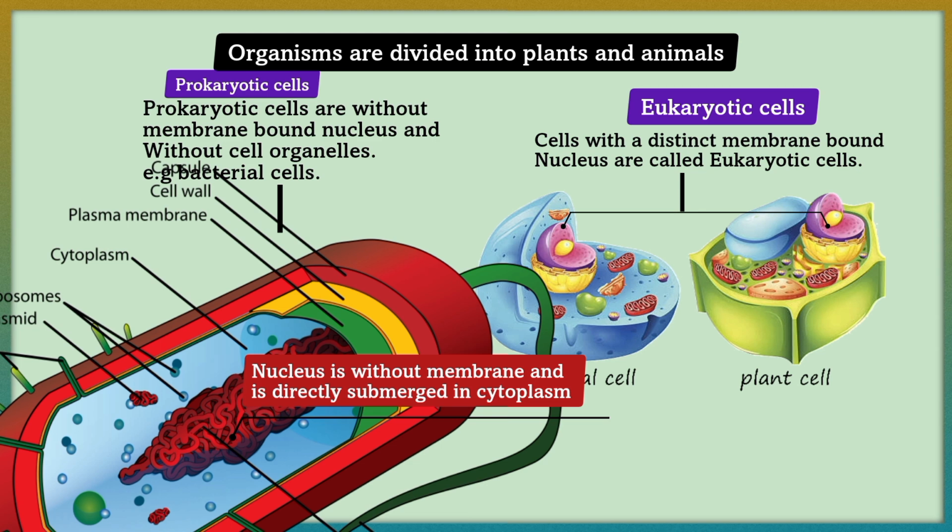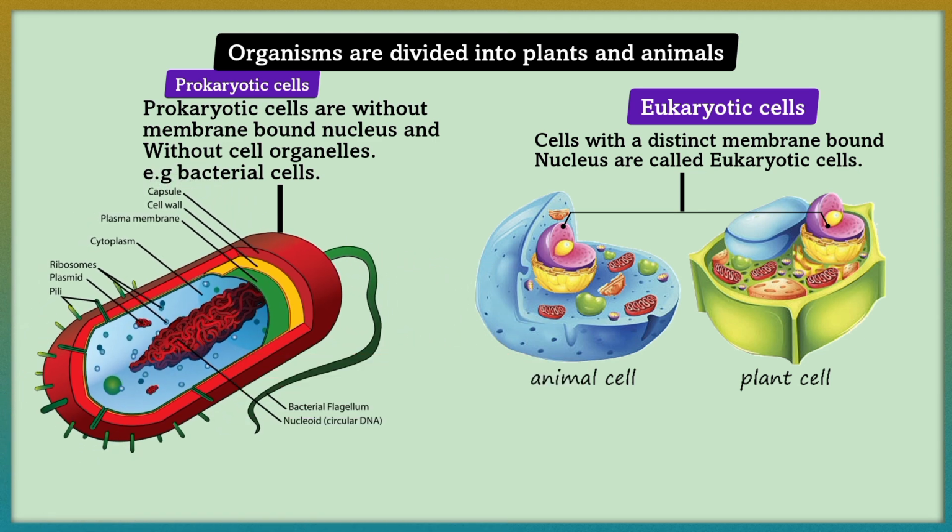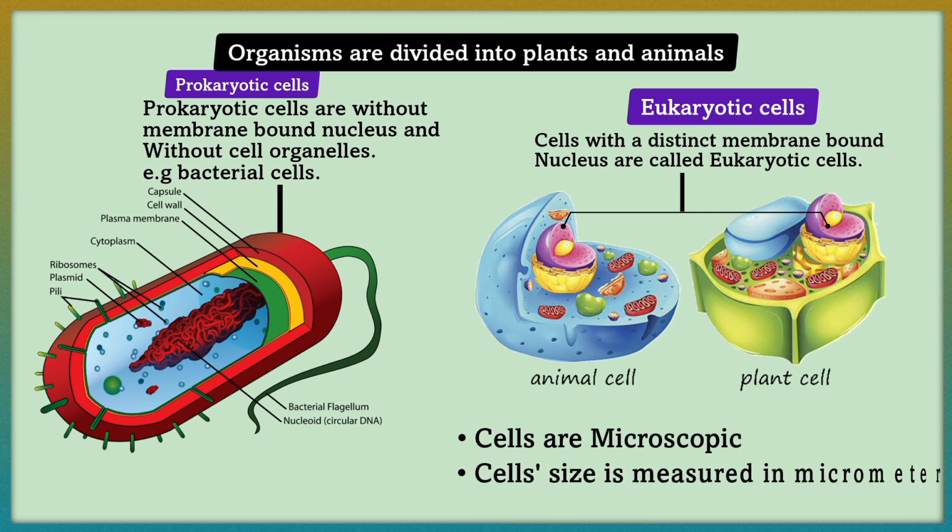In prokaryotes, the nuclear material is directly submerged in the cytoplasm and is not separated from it by membranes. The eukaryotic cells vary greatly in size. They could be as big as an ostrich's egg. Most of the cells are microscopic and are not visible to the naked eye. Their size is measured in a micrometer. The use of modern technology has made it possible to study the components of the cell in detail.